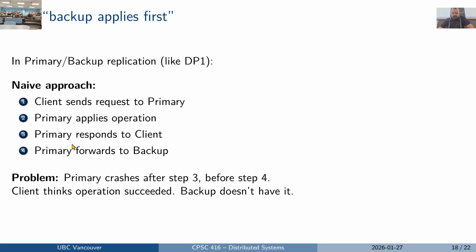If the backup hasn't recorded that and the primary fails, the backup gets promoted, the client's request to put that value will come in again, because remember it's doing at least once, and the backup that's now the primary will process the request, and the behavior will work correctly.